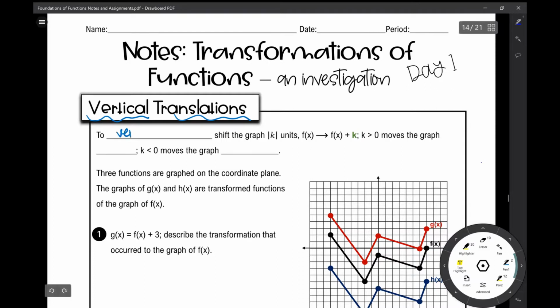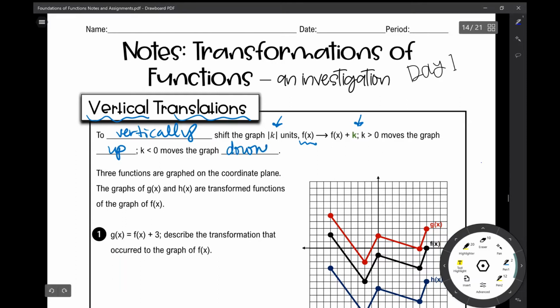So to vertically shift the graph the absolute value of k units, absolute value is always positive. So this is just the way that we are telling you that it doesn't matter if it's positive or negative. That's actually a different transformation that we'll talk about later. So to shift the graph k units, it will look like this. We're going to take our function, any function, and we're going to add a constant to it. If that constant is greater than zero, it will move the graph up. If that constant is less than zero, it will move the graph down.